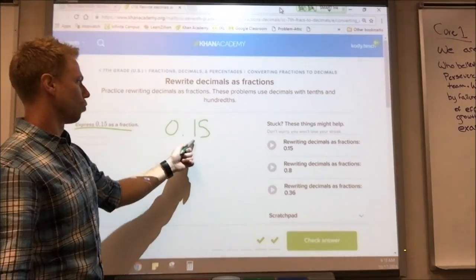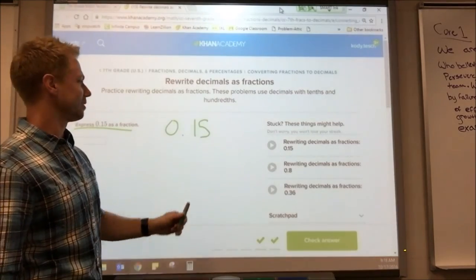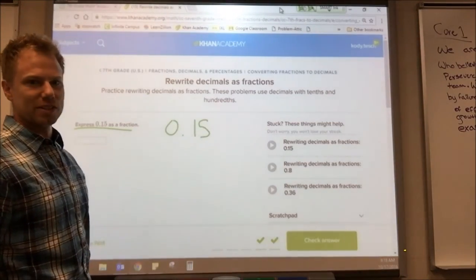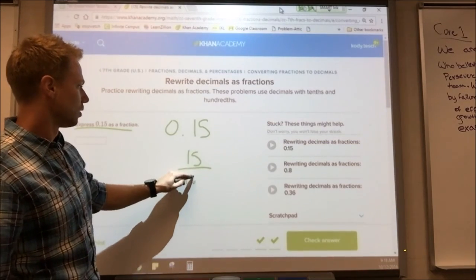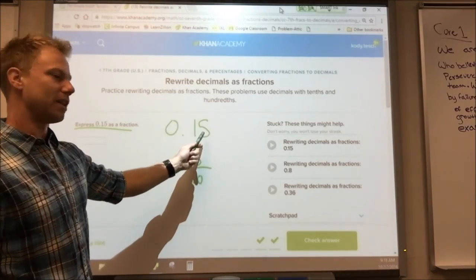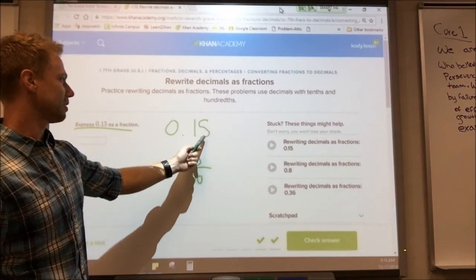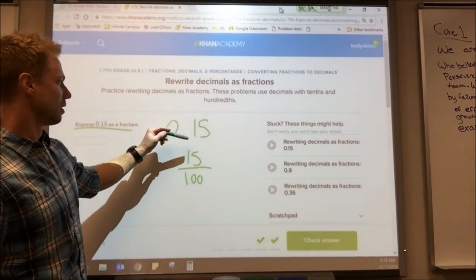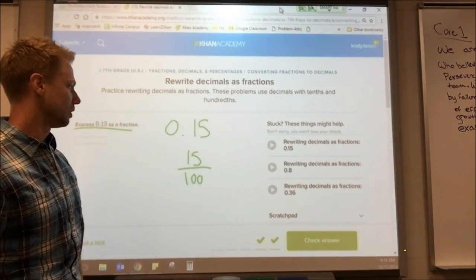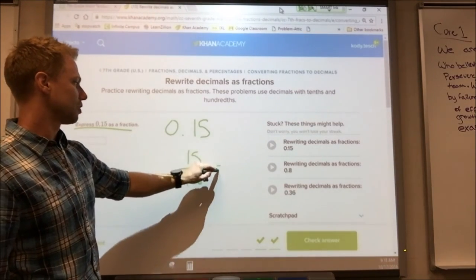Okay, so we have 2 decimal places, which means the 5 is in the hundredths place. So we're going to put 15 over 100. We always look at the number farthest to the right, and what place that is in determines what our denominator is. So we have 15 over 100 because the 5 is in the hundredths place.